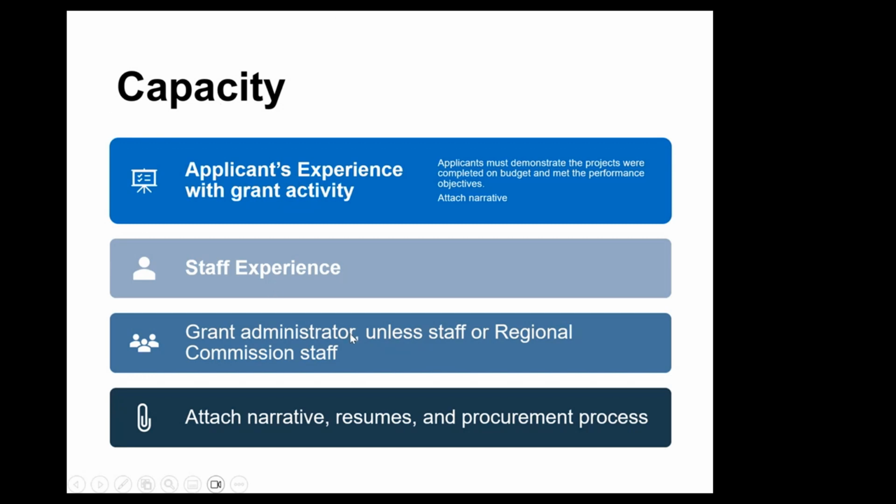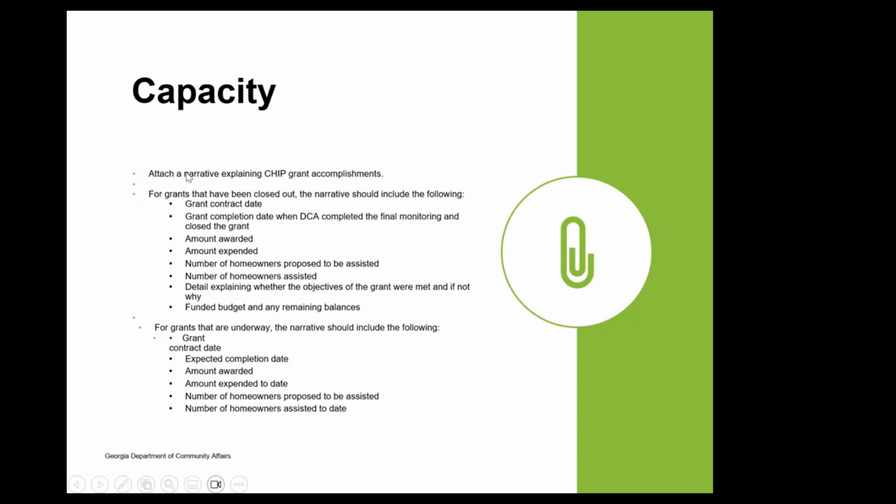If you're using a grant administrator, you want to include that grant administrator or regional commission staff in your capacity. And like I said before, you want to attach your complete narrative, your resume, and your procurement process as a part of capacity. So with capacity, we ask that you attach a narrative explaining your CHIP grant accomplishments. With this, we're looking at, if you had a grant before, give us the date, give us the completion dates, the amount that you received, the amount that you spent, the budget, if you completed things on time.